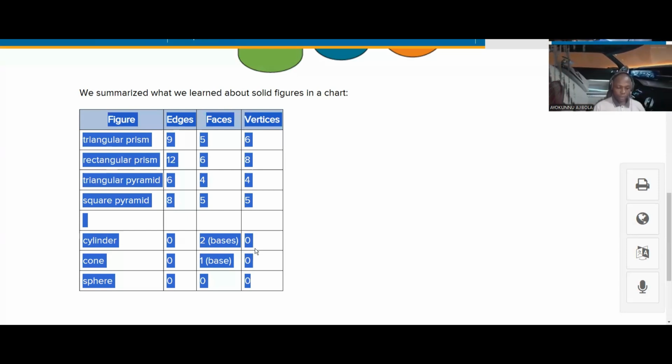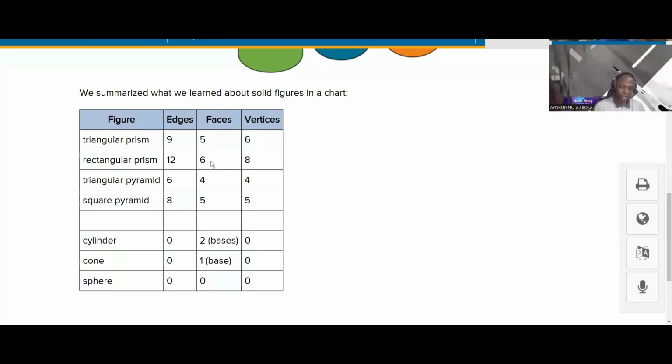Triangular pyramid 6, rectangular prism 12, triangular prism 9, 5, 6, 7, 12. No, don't just give me 9, 5, 6. Say 9 edges, 5 faces, and 6 vertices for triangular prism. Okay, now start again.